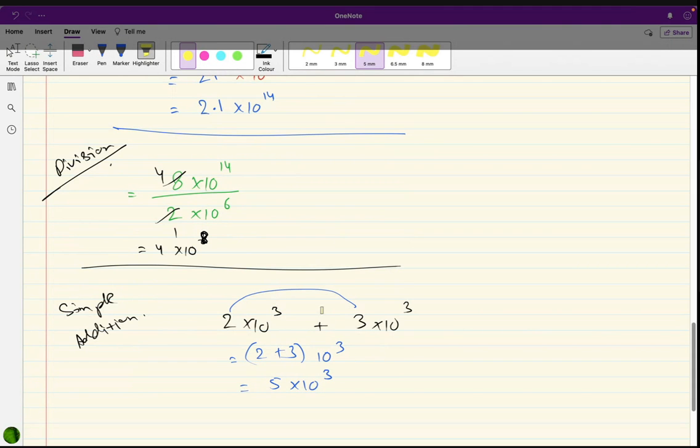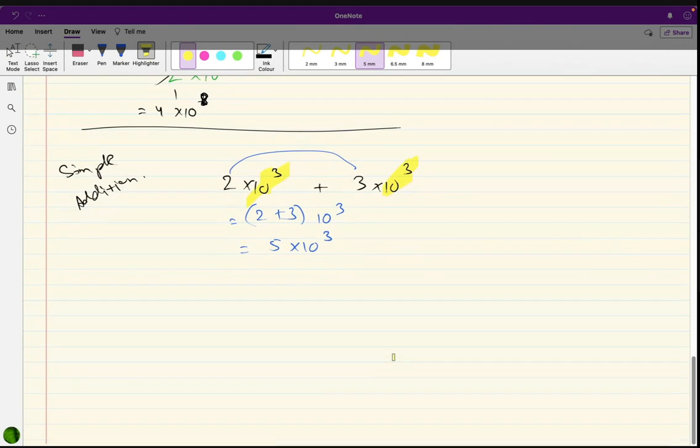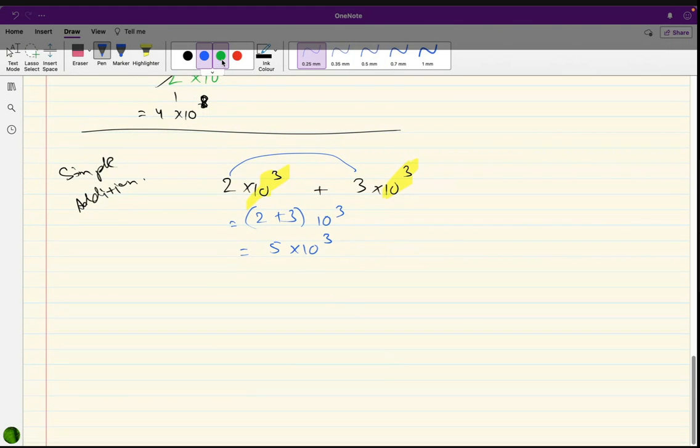Whenever we do so, either we take out common or we should see that these two powers are same. We cannot add them directly if the powers are not same. For example, 2 into 10 raised to the power 3 plus 3 into 10 raised to the power 4. Now, in this case, powers are different.